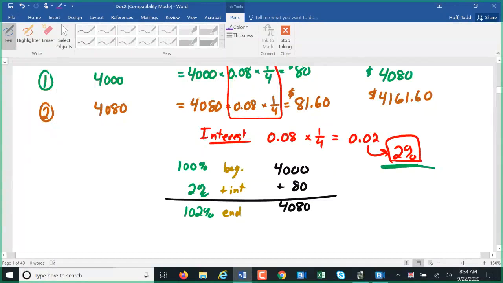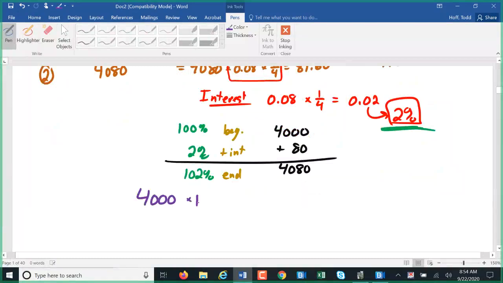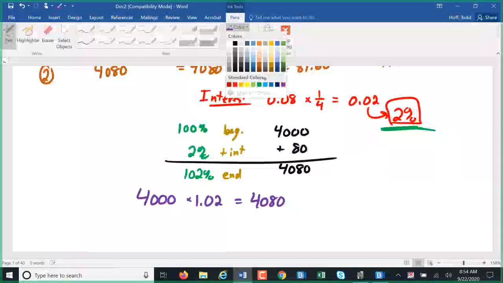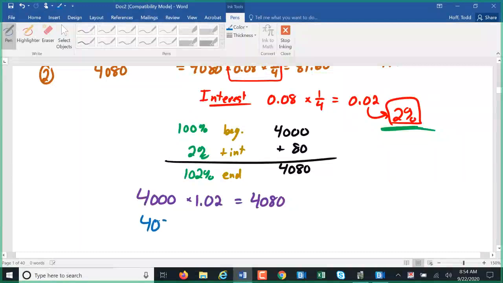If I take my beginning balance of $4,000 and multiply by 102%, as a rate that's 1.02, I do get 4,080. For the second year, if I take that 4,080 times 1.02 again, I will get the correct ending balance of $4,161.60. So it works out.